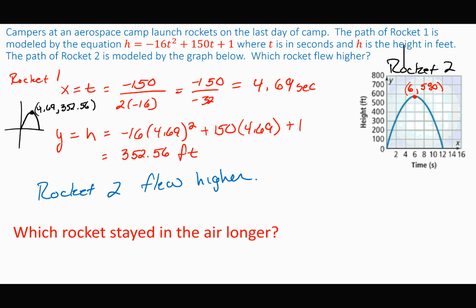Which rocket stayed in the air longer? So let's look at flight time. If I want to look at flight time, what was the total flight time of rocket 1? Landon. The one that we worked out there in the red and then the black on the left. So how can we determine which one stayed in the air longer?